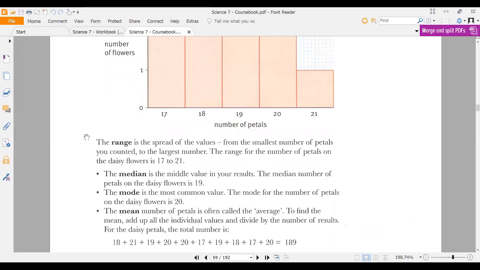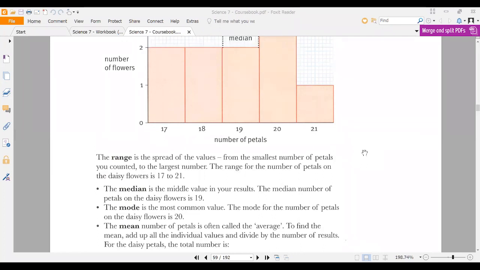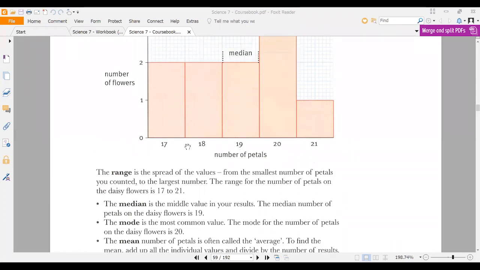Noeli, can you read? What is the range? The range is the spread of values from the smallest number of petals you counted to the largest number. The range for the number of petals on the daisy flower is 17 to 21. Right. So the range is the spread of values. Okay. So how many different values do we have according to the collected daisy flowers.